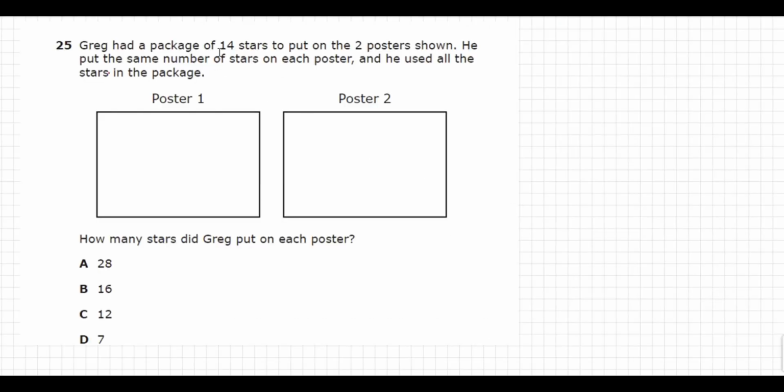Question 25. Greg had a package of 14 stars to put on the 2 posters shown. He put the same number of stars on each poster, and he used all the stars in the package. How many stars did Greg put on each poster? 14 divided by 2 equals 7. So D is the correct answer.